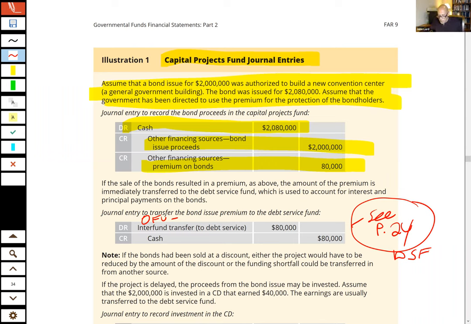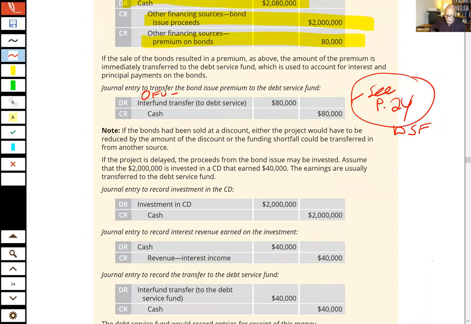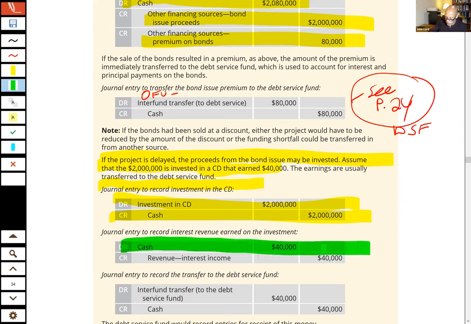Now, in this example, they assumed that this government wasn't ready to begin construction right away. So they took the $2 million and invested it in something very safe, not junk bonds, T-bills, or CDs, or whatever it is, and they earned $40,000 on that. So of course, we debit the investment, credit the cash for the amount that gets invested in the CD. And then when the interest comes in, debit cash, credit interest income.